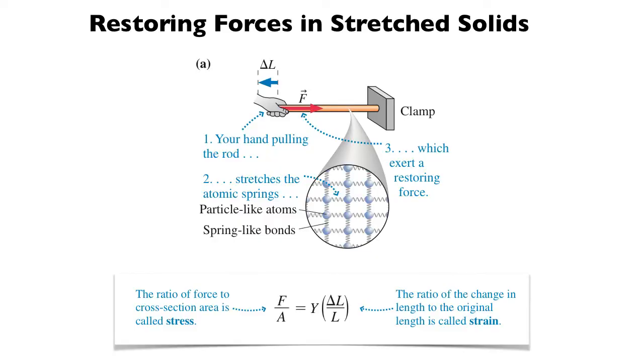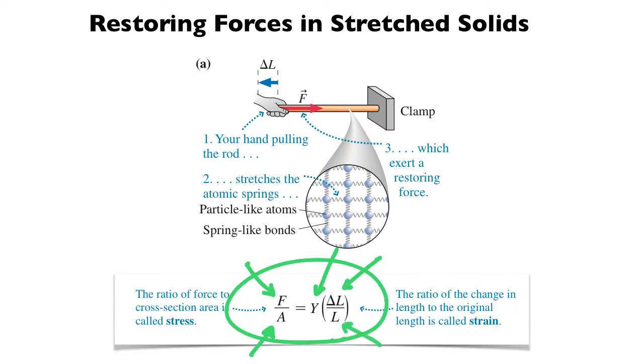Now it's not just springs that exert restoring forces when you stretch them or you compress them. You can also have it when you stretch solids. If you push on a rod or pull a rod, it will stretch or compress. The amount that it stretches or compresses is given by this expression right here: the force that you've applied divided by the cross-section area of a rod, F over A, is equal to the Young's modulus times the change in length divided by the length, delta L over L. F over A is known as the stress. Delta L over L is known as the strain. So it's a stress-strain relationship.